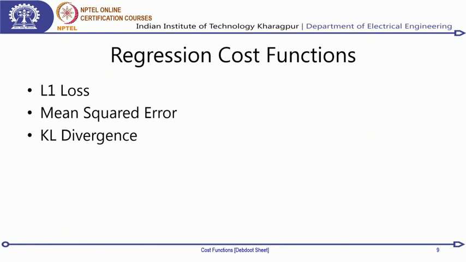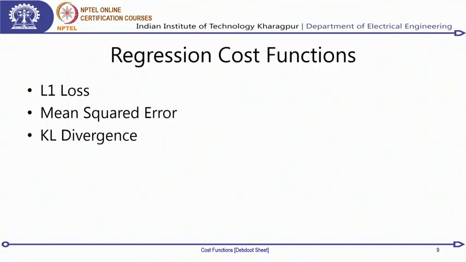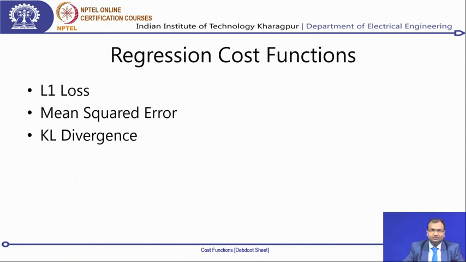classification related cost functions. The next one is cost functions which are related to regression. And here there are basically three very distinct categories of cost function which we will be using. Two of them are geometric in nature, the L1 loss and the mean squared error or L2 loss, and KL divergence is probabilistic in nature.